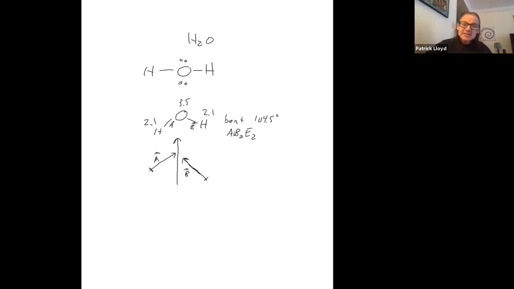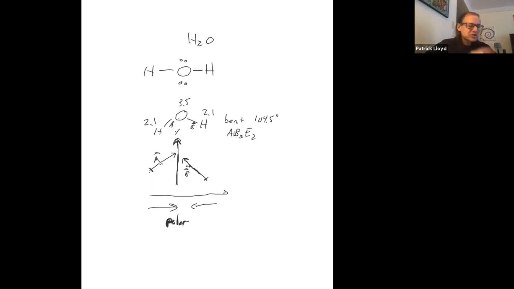So that's additive in the y dimension, right? In the y axis. Now, in the x axis, they are going in opposite directions because this one's going this way and this one's going that way. So they do cancel in the x direction, but they're additive in the y. Okay, so those two do not cancel and it becomes polar. In fact, it becomes additive. So water is actually a very polar molecule because of this phenomenon.